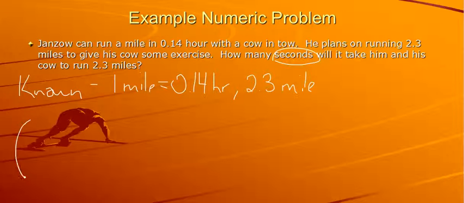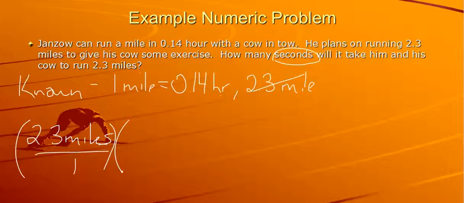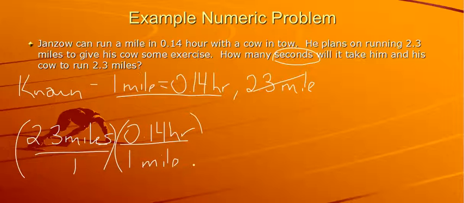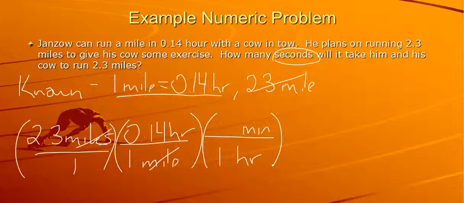All right, so let's start off. Again, we don't want to start with an equality, so we would start with 2.3 miles. Set it over 1 to show it's in the numerator. We want to cancel miles. Here's my conversion factor. 1 mile is equal to 0.14 hours. That'll cancel mile. I want to go to seconds. I need to cancel hours. I didn't give you the conversion, but in 1 hour, I can go back to minutes. 1 hour, there would be 60 minutes.